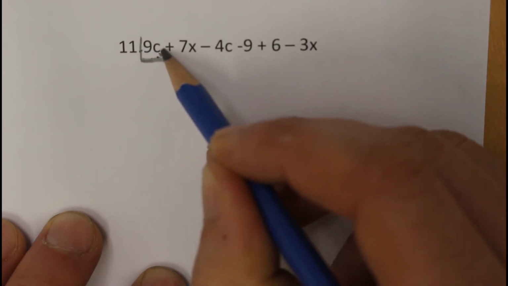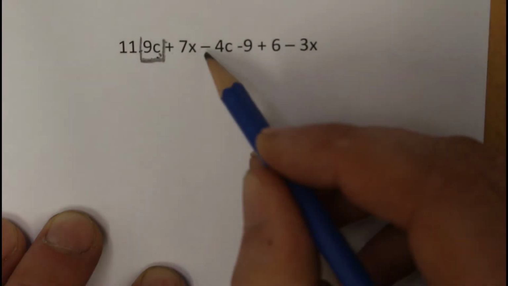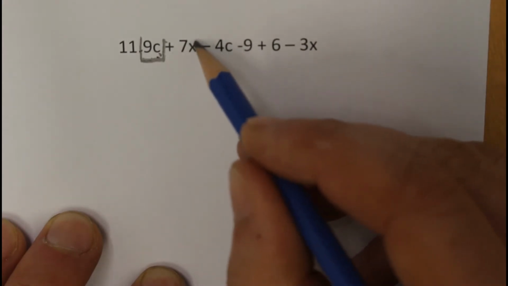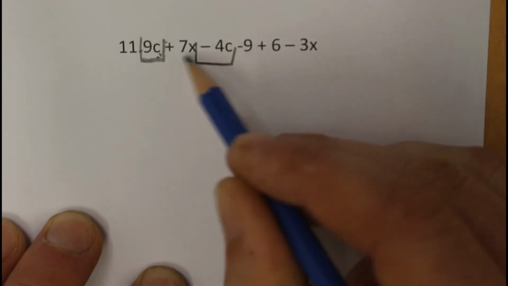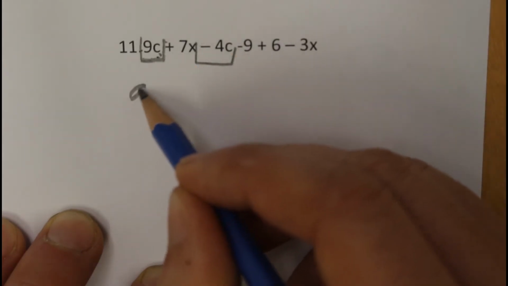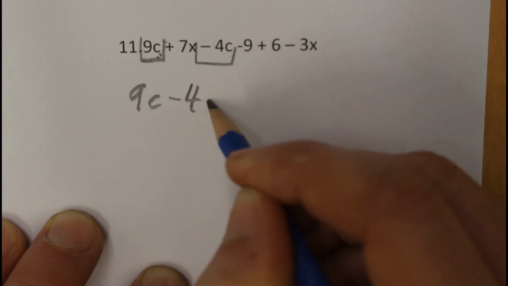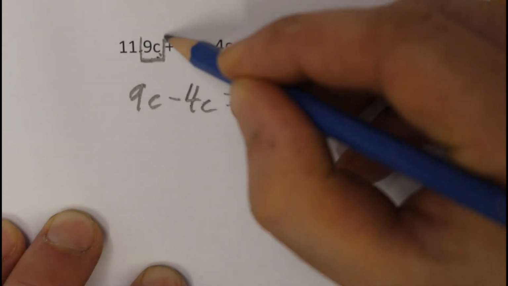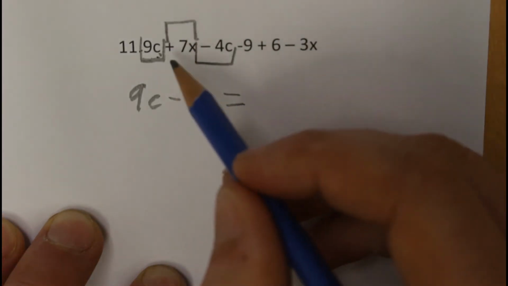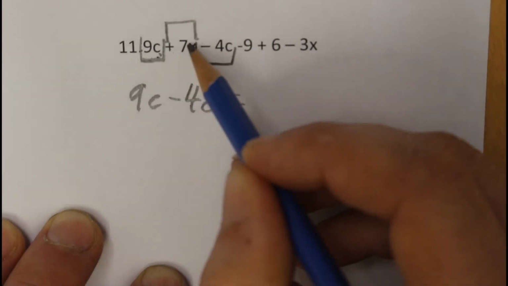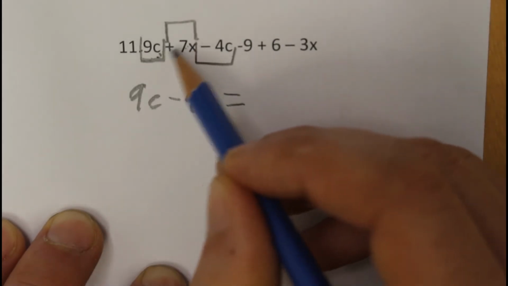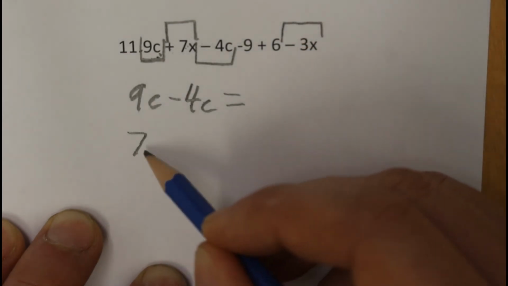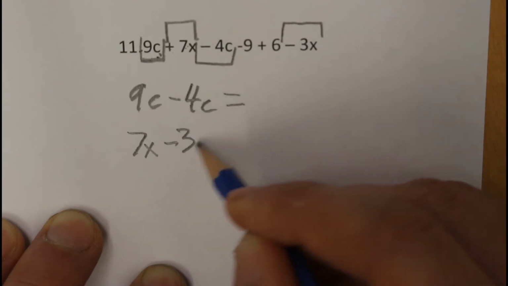So 9c, so c is one type. And whatever the sign is that goes to the left, that sticks to it. So negative 4c. Are there any more c's? No, so I'm just going to write this down. 9c take away 4c. All right, what else do we have here? We've got x, so plus 7x. It was plus because that sticks to the left of it. Whatever's to the left of the variable sticks to it. Negative 3. So it becomes 7x take away 3x.